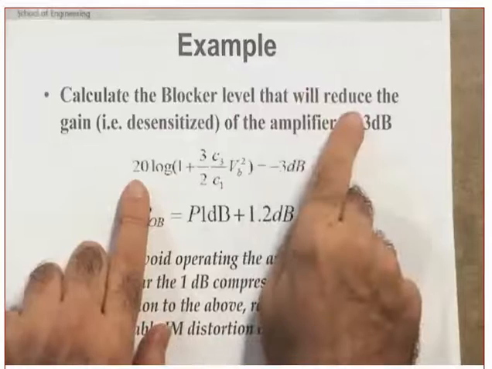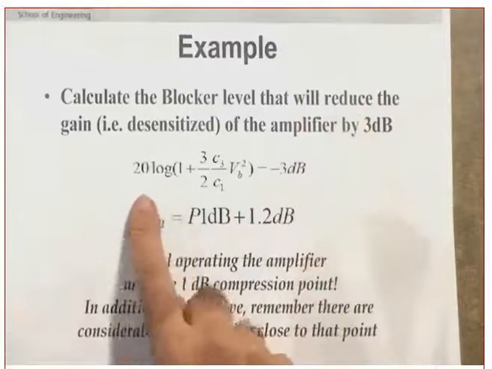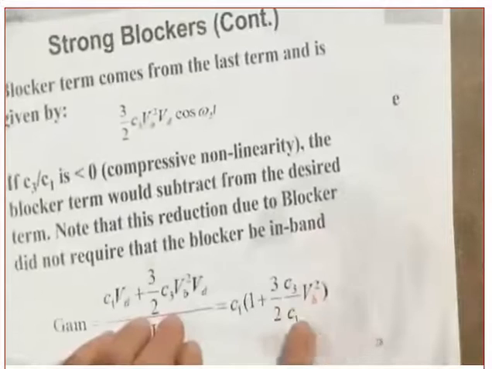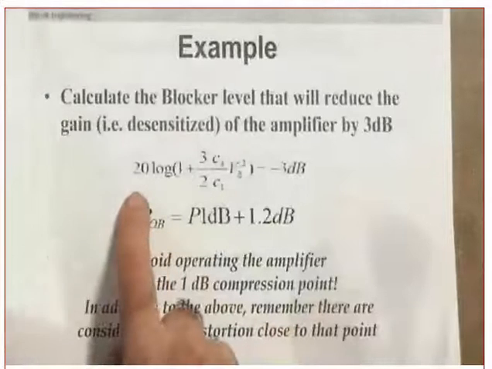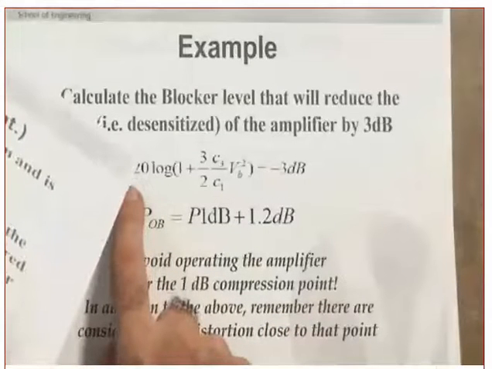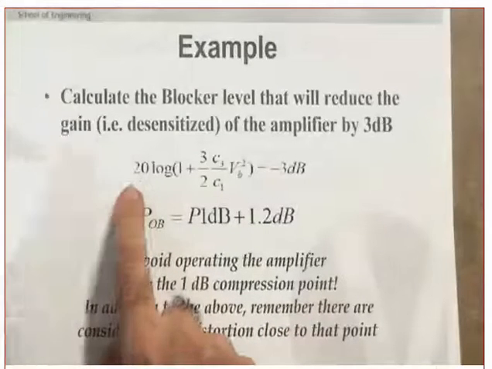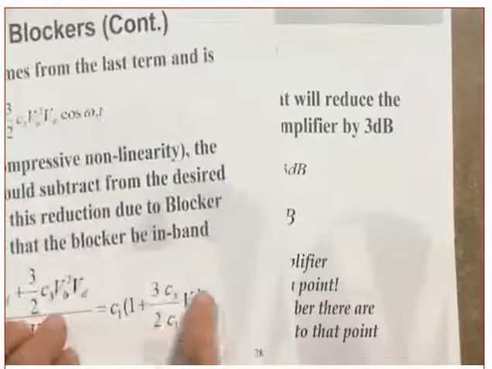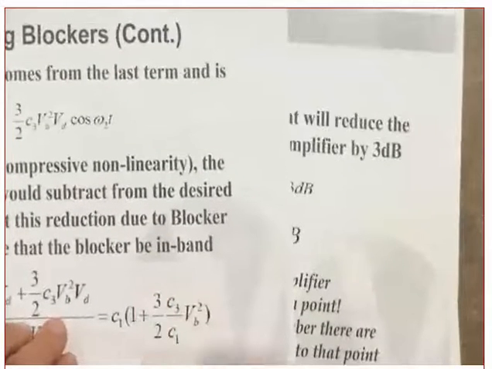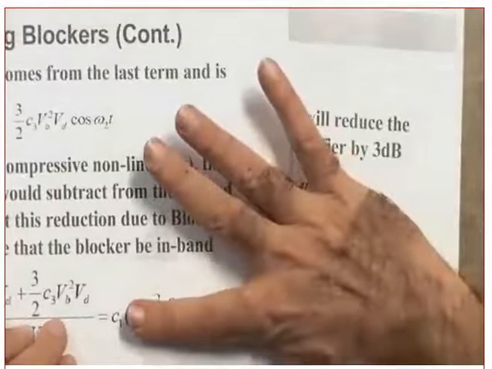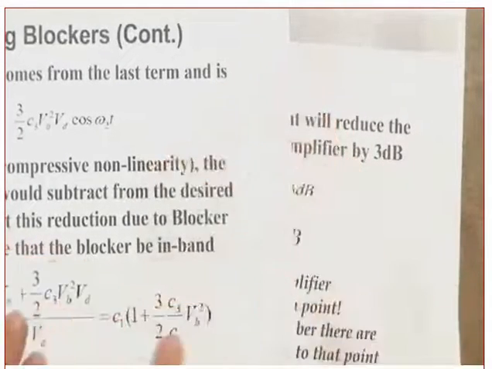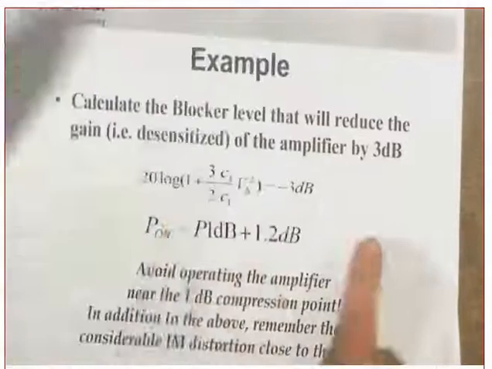By 3 dB. What do I do? We just calculated this term. So it's 20 log. Why is it 20? Because it's the voltage. 20 log of 1 plus 3 over 2. This is the gain. Do you agree with me or not? Remember, without it, what was the gain? Without this, the gain is C1. With it, the gain is this term. So you say what?